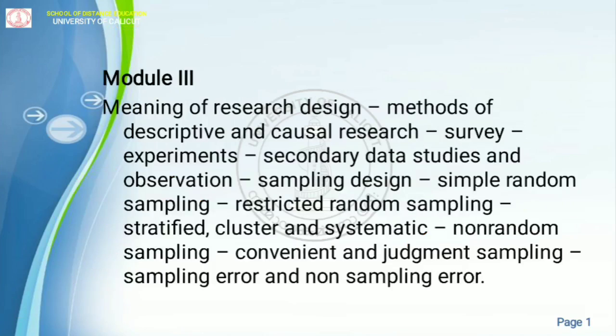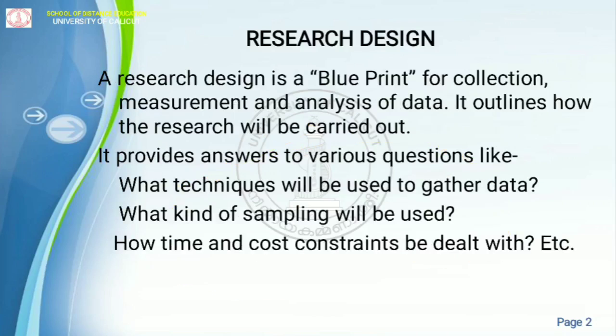In our third module, the syllabus explains about the meaning of research design, methods of descriptive and causal research, survey, experiments, secondary data studies, observation, sample design, then simple random sampling, restricted sampling, that means methods of sampling. So the research design here means it is the blueprint of research. Blueprint of research, that means the complete structure of the research is called research design.